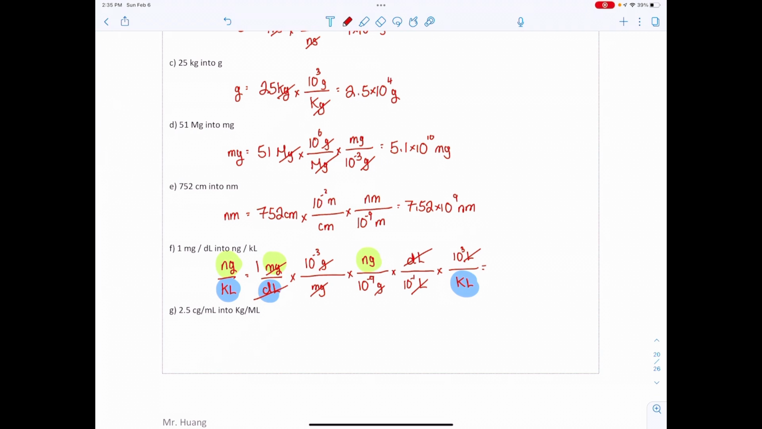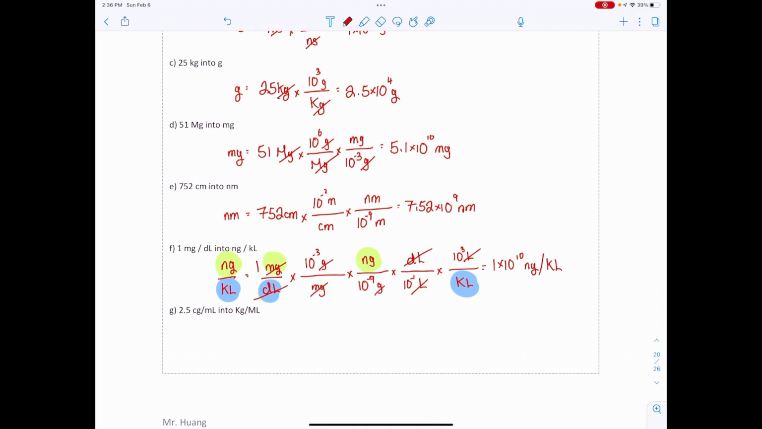Putting that into the calculator, I have 1 times 10 to the power of negative 3, times 10 to the power of 3, divided by 10 to the power of negative 1, divided by 10 to the power of negative 9. And that is 1 times 10 to the power of 10 nanograms per kiloliter.